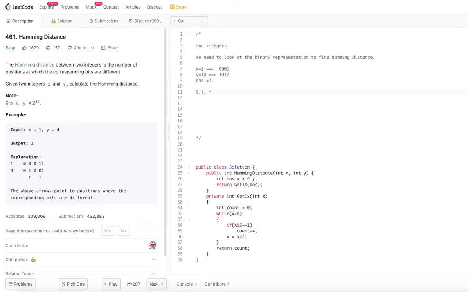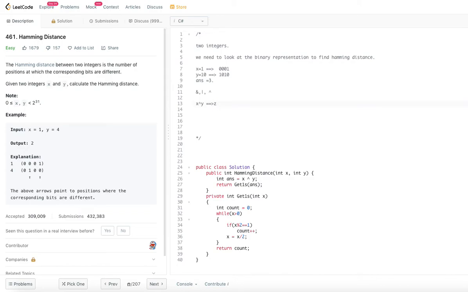So now what we can use is an XOR operator. X XOR Y, this is the result that we get, let's say Z. What we are going to do is count the number of ones in Z.